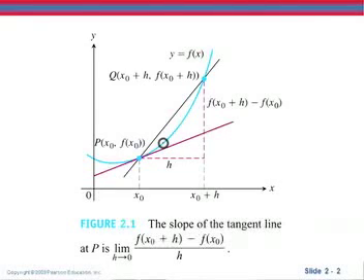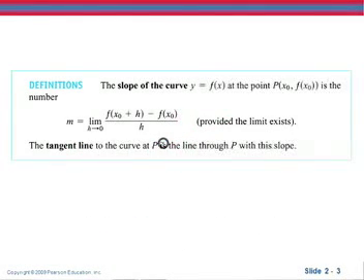You'll remember the formula that we had in previous recordings for the slope of tangent lines. The slope of a tangent line at P can be approximated using the secant line between P and Q and having h approach 0. The slope of a curve y equals f of x at a point (x sub 0, f of x sub 0) is the number m equals the limit as h approaches 0 of f of x sub 0 plus h minus f of x sub 0, divided by h, provided that the limit exists. The tangent line to the curve at P is the line through P with this as its slope.